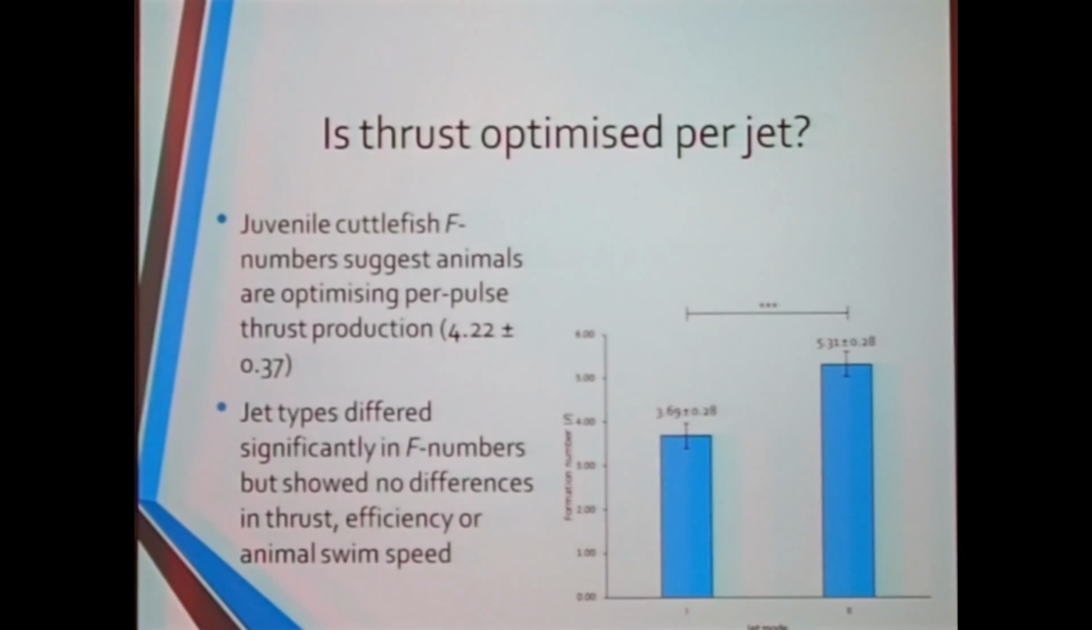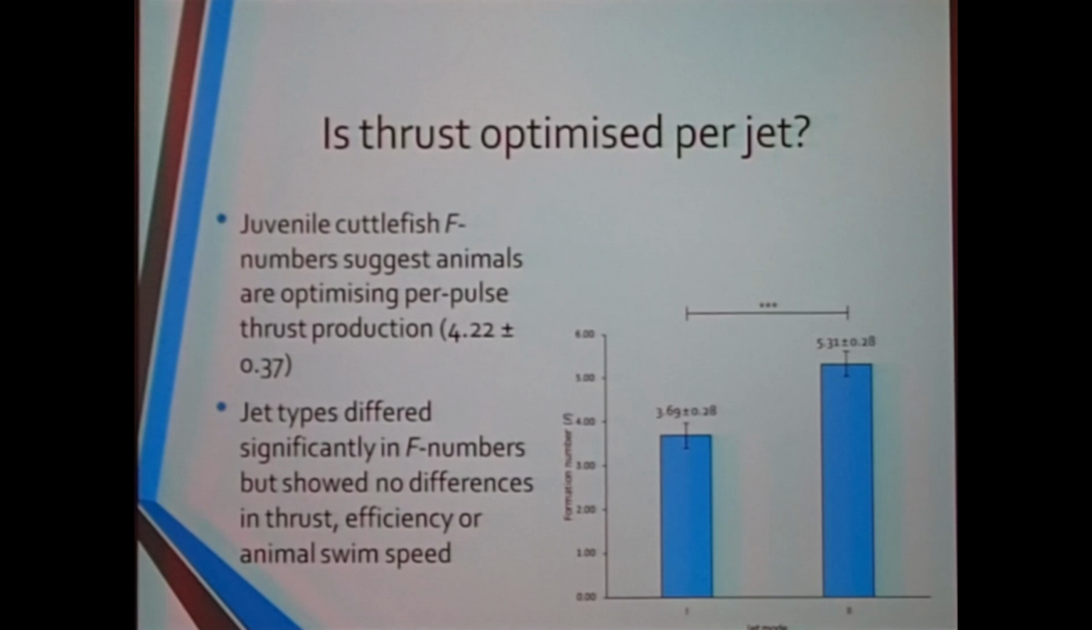So our first question is: is thrust optimised per jet event? We found that animals were producing formation numbers in that 4 mark. This suggests that this is optimal thrust that they are producing. And then we wanted to look at the 2 jet types, and we found that the formation numbers differed significantly, but this didn't translate to any differences in thrust, hydrodynamic efficiency, or even the animal swim speed.